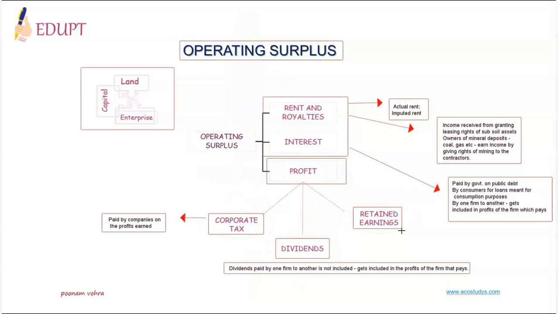So for operating surplus, one needs to include rent, royalties, interest. Under profit, it is corporate tax, dividends and retained earnings. All these components need to be included to calculate operating surplus.